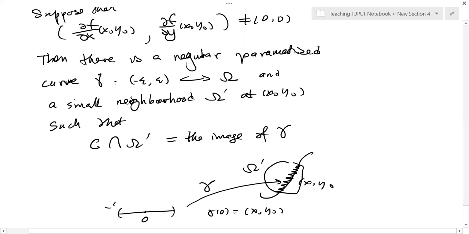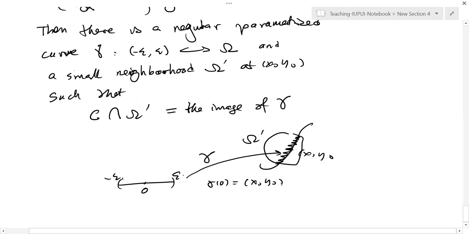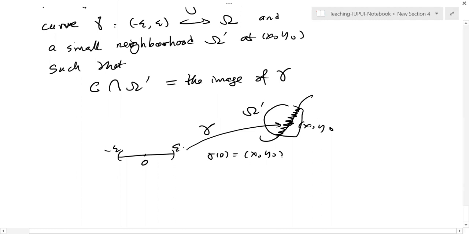So when you look at this level curve and at a point where the partial derivatives are not all equal to zero, then in this small neighborhood, if you zoom in, the level curve is indeed the image of some regular parametric curve. This is what I want to talk about.